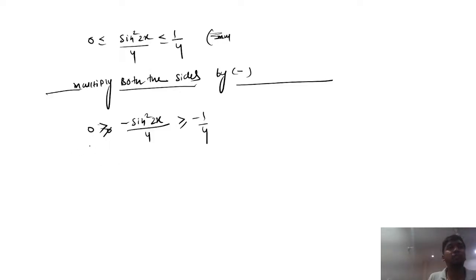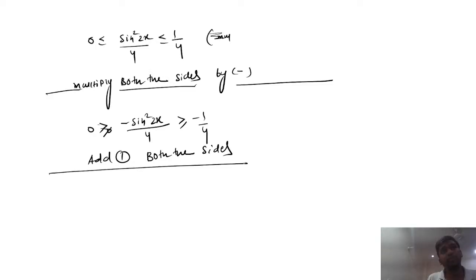Now just add 1 to both the sides. Okay. So can you write like this? This is less than or equal to 1 minus sin square 2x by 4, and this is greater than or equal to 1 minus 1 by 4. Okay. So can we write like this? 1 minus sin square 2x by 4 is 3 by 4.